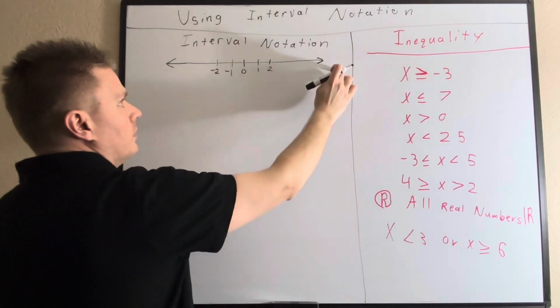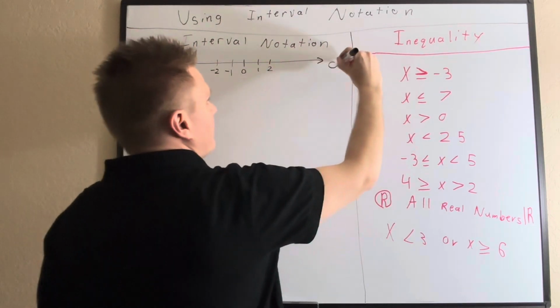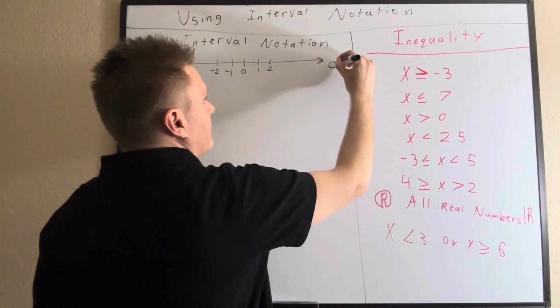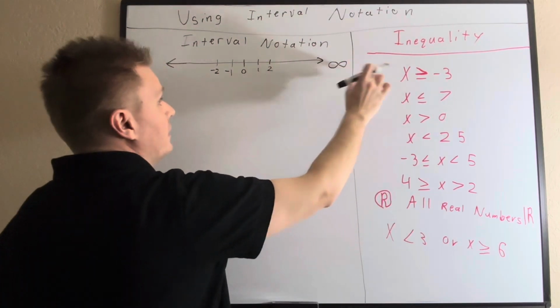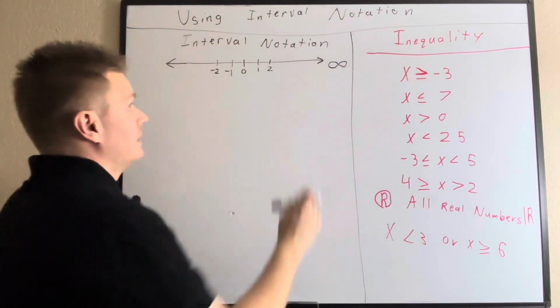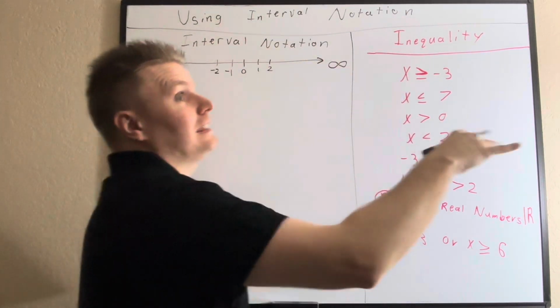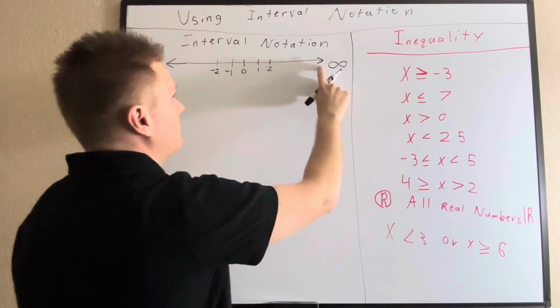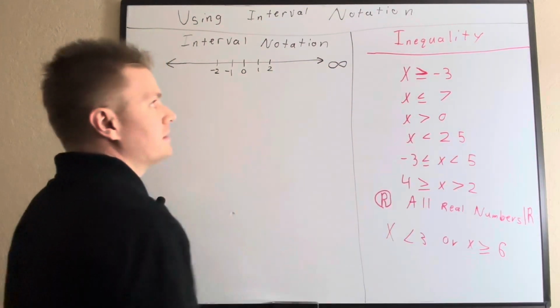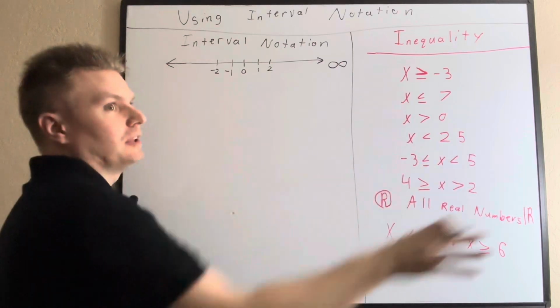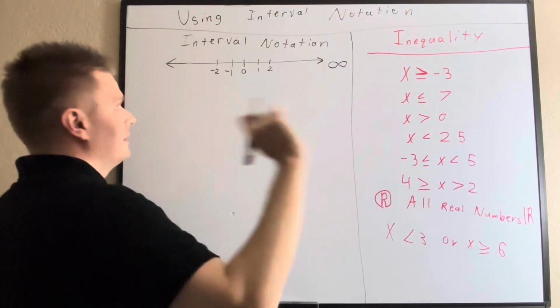And what does it go to? Infinity. Infinity is not a number. It is a concept. It just keeps going on and on and on. The biggest number I can think of is a googolplex. It's going to hit that and it's going to keep going. That's what that arrow means, and that's what that symbol means. It's going to hit the biggest number you can think of and just keep going.